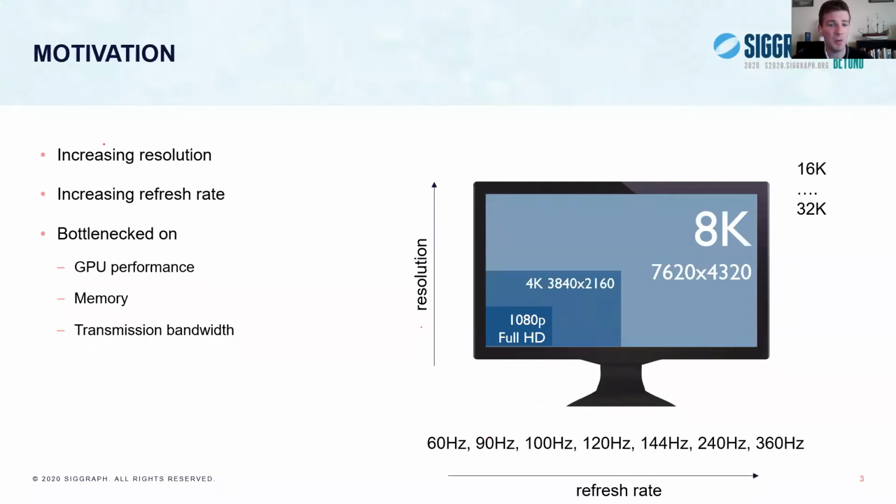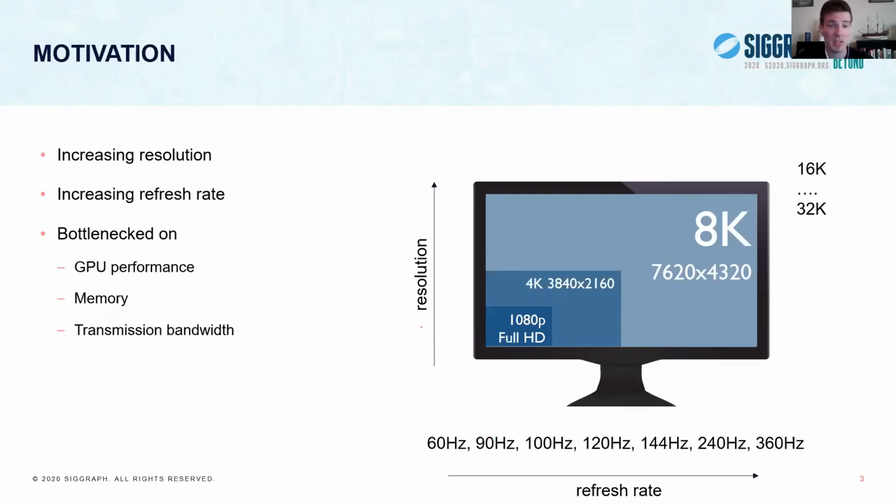As we all know, modern displays are reaching ever better capabilities, providing resolutions at Full HD, 4K, 8K, 16K. You look away for a second and probably someone will release 32K. On the other hand, refresh rate is also steadily increasing, with VR headsets and monitors designed for video games reaching 90 to 360 Hz compared to standard 60 Hz rendering. The main issue is that GPU performance and transmission bandwidth do not scale equally quickly.